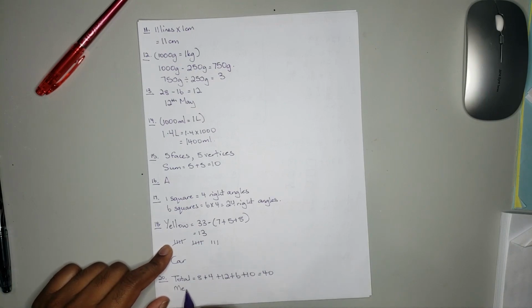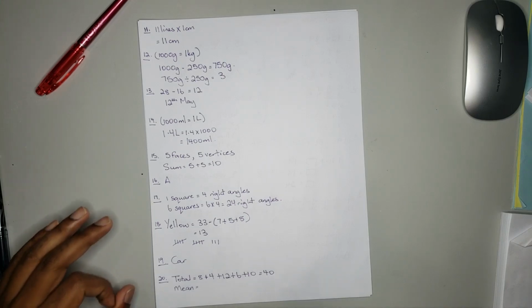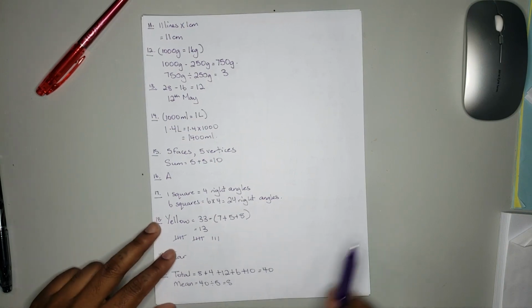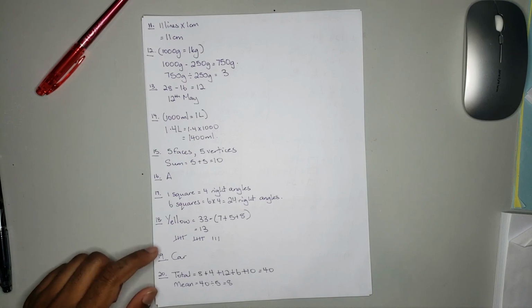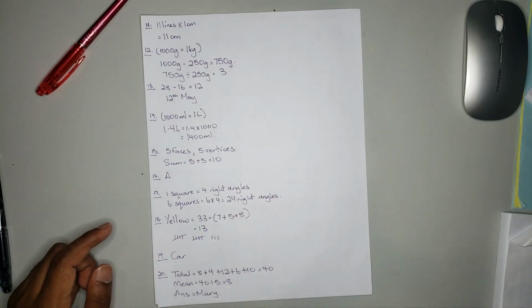Need to calculate the mean. There are 1, 2, 3, 4, 5 students, so therefore you divide by 5, so 40 divided by 5 is equal to 8. Now we need to see which student drew 8 drawings, and the answer is Mary. And that's it for section 1.